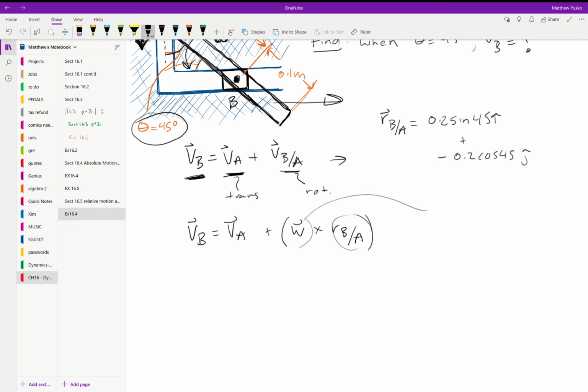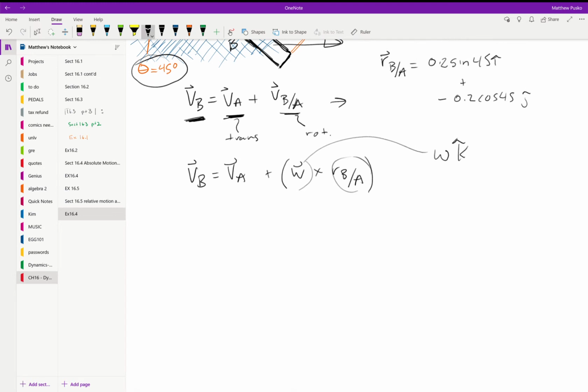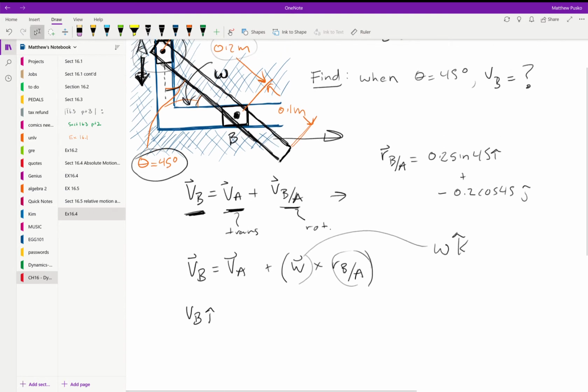Our omega, we're just going to give it a K direction, because if I and J are taken, then using your hand, rotating with omega, it'll rotate out of the page in the K direction. So let's fill this stuff in. We want the velocity of B. Well, here's a big key point for all these problems. Sometimes the motion will be constrained at one point or both, and in this case it's constrained to move only vertically at A, and it's constrained to move only horizontally at B.